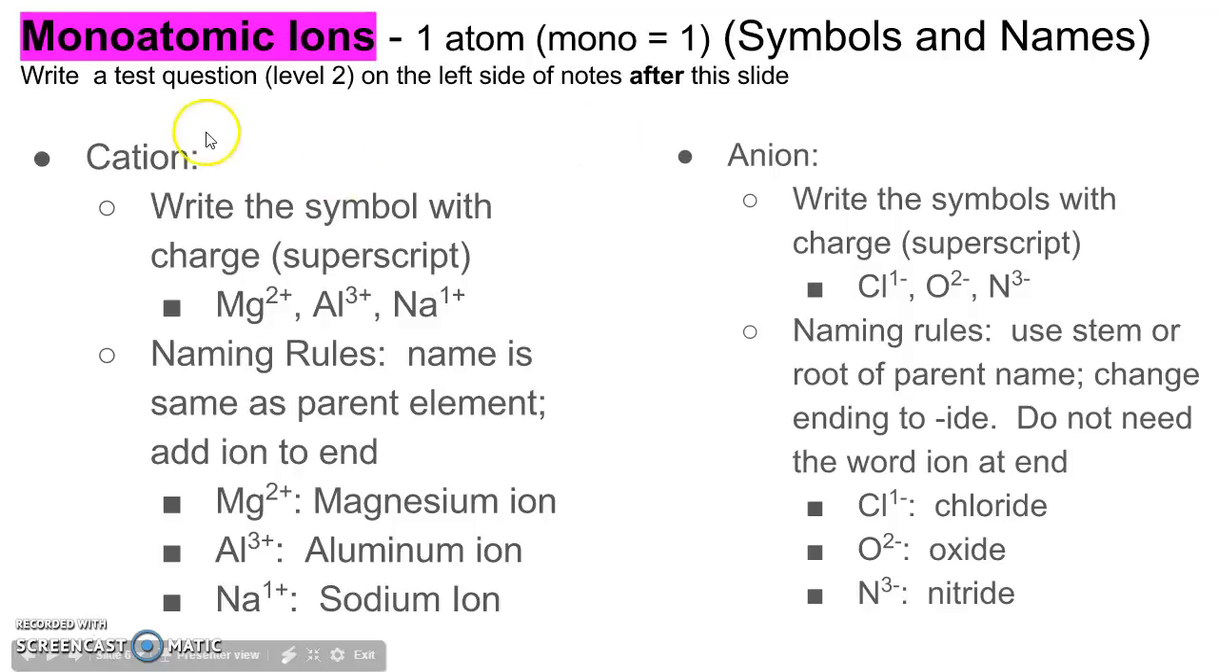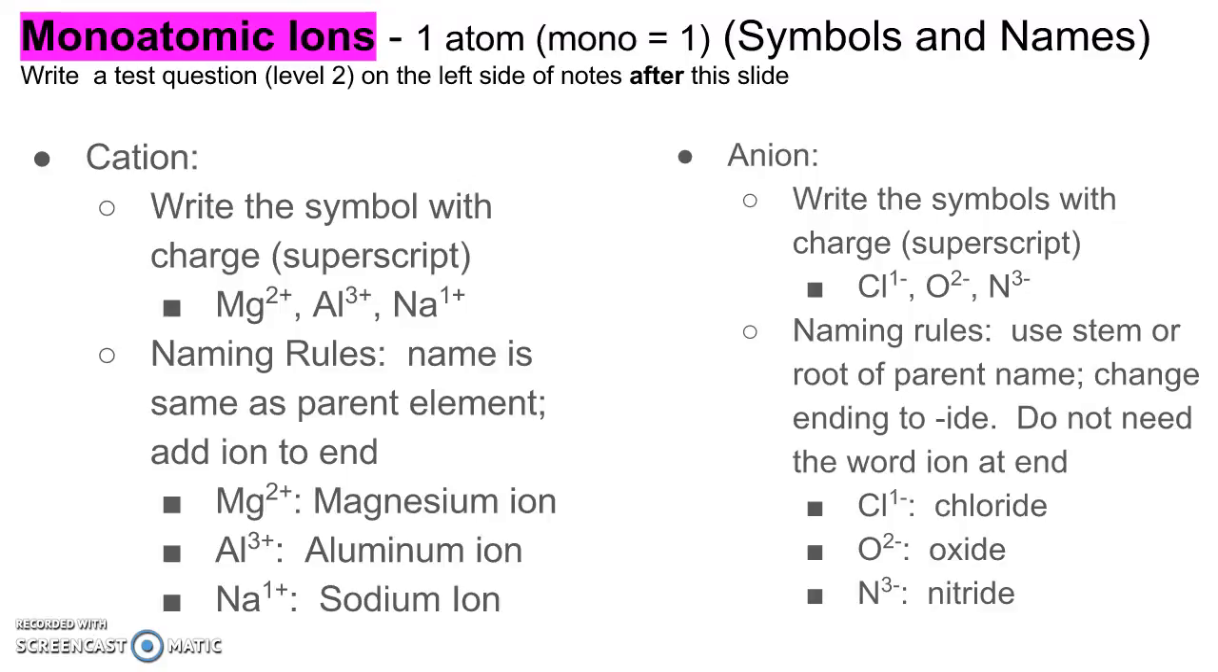So you've already learned how to write the symbols. We're going to start with cations. You've already learned how to write the symbol for a cation. You literally just write the element symbol and then you put a charge as the superscript. So here I have Mg2+, Al3+, Na1+, and you'll notice these are the oxidation numbers that come from their valence electrons on the periodic table. You already have them all labeled.